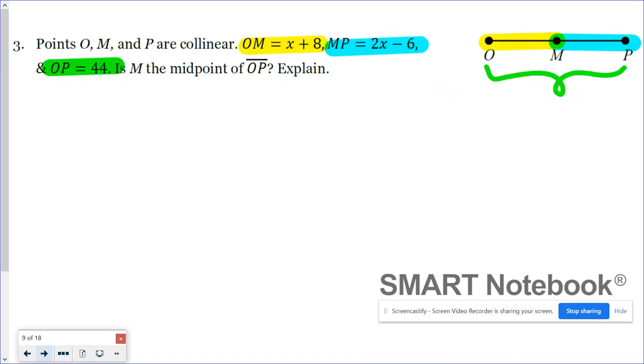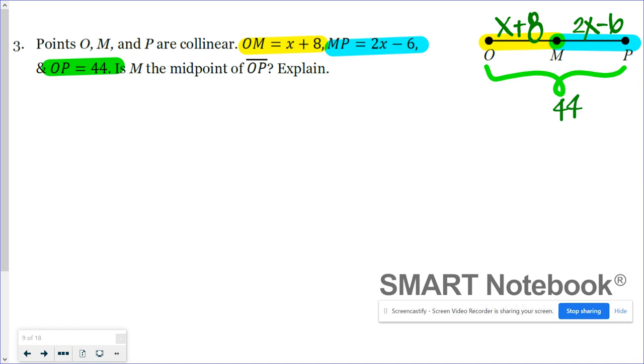Let's take a look at one more problem. Points O, M, and P are collinear, which means they are together on the same line segment, and that's what we see. OM is equal to x plus 8. MP is equal to 2x minus 6. And OP is 44. Is M the midpoint of OP?